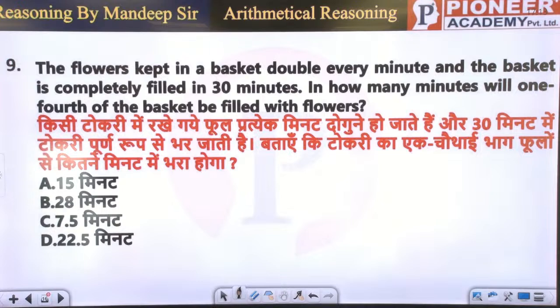What is the answer? 15, maybe. Shabash. Maybe 28. Shabash. You all are using your mind. There are only 4 options.